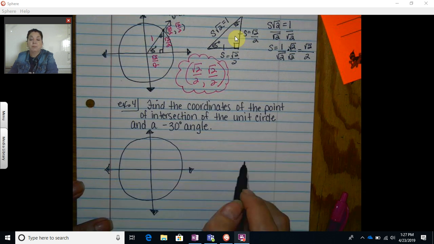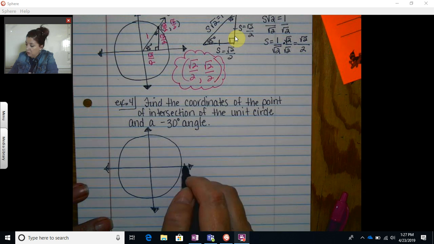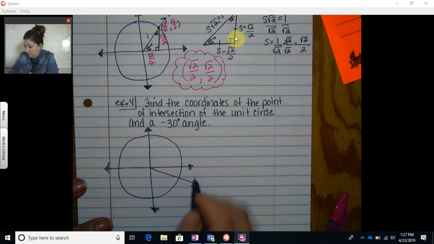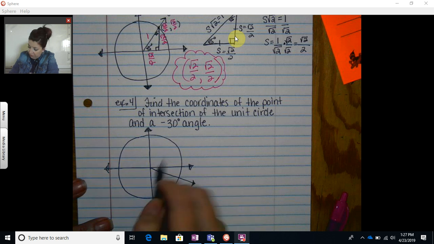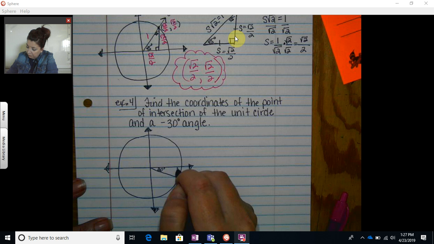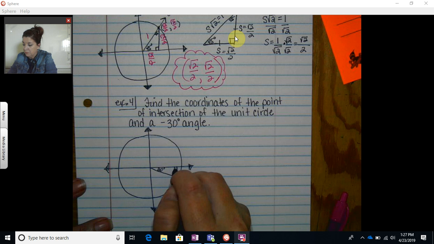Are we going clockwise or counterclockwise? Clockwise. So we'll start at 0 and we'll just go down. We know this is 90, right? So not halfway through. It's between halfway and 0. That would be a 30-degree angle. So that's my theta. And then from the point of intersection, I will draw a line that forms a 90-degree angle.